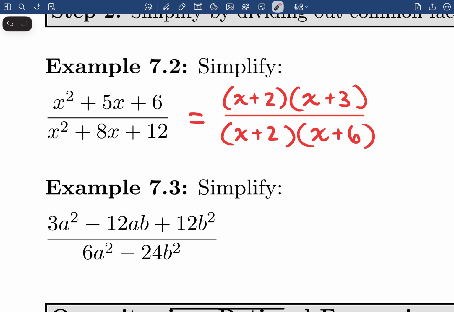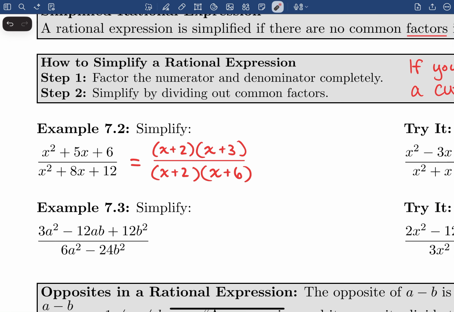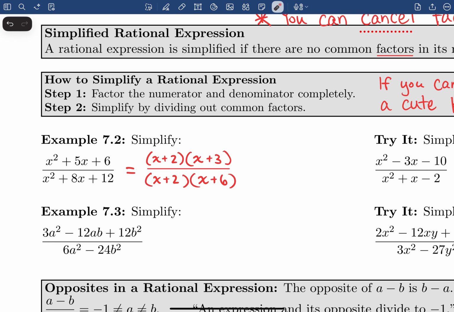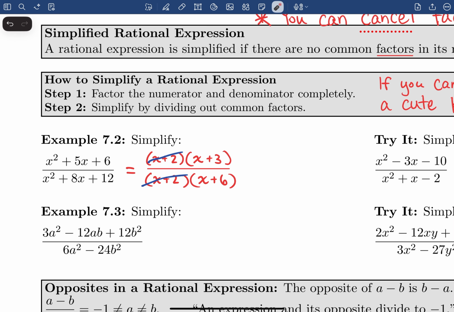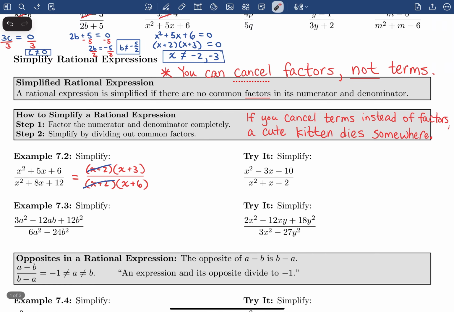But what you will notice at this point is that there is a factor that's the same on top and bottom. This x plus 2 is the exact same factor as that x plus 2. Factors are the same if they have the same values with the exact same signs. Everything's got to be exactly the same, right? So x plus 2 can't cancel x minus 2, but x plus 2 can cancel x plus 2. There you go. So this is what I mean by up here, this phrase that I gave you. You can cancel factors, but you cannot cancel terms.